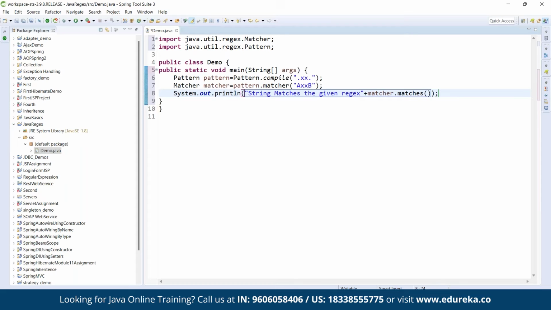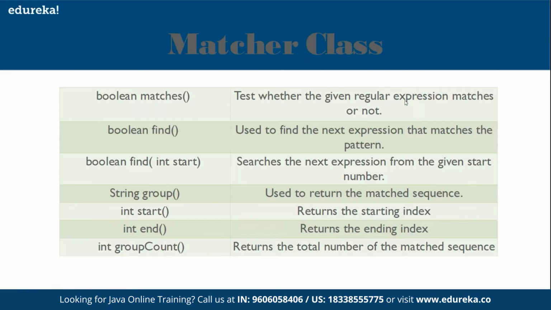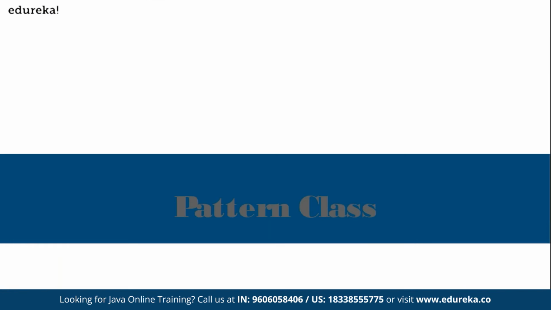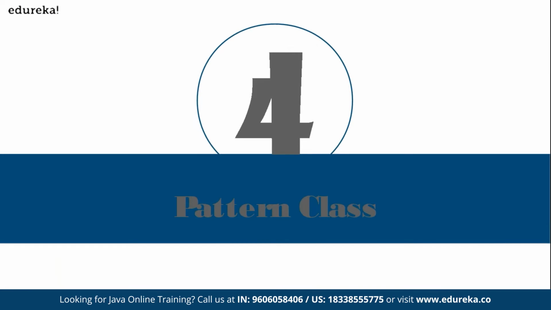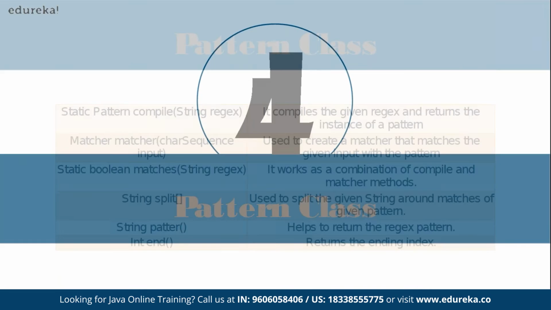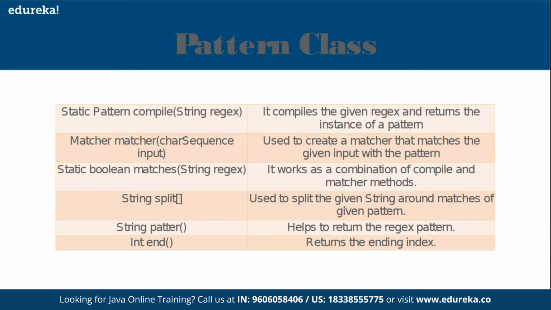So what this matches does is try to match the given string, and if it is found, it tests whether the given regular expression matches or not. That is the purpose of matches. And you can see we have used the compile method. Where is this compile method found? It is present in Pattern. It compiles the given regular expression and returns an instance of a pattern.